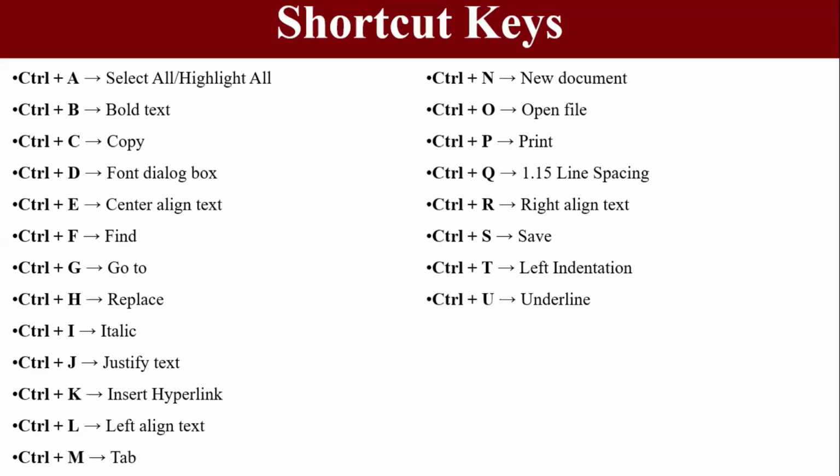Then Control U if you want to underline. For example, if you want to draw a line under a text, like under a signature or heading or anything you want, you can select the area, then press Control U, it will underline the place.